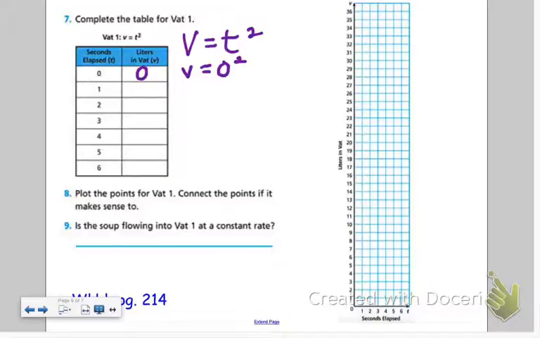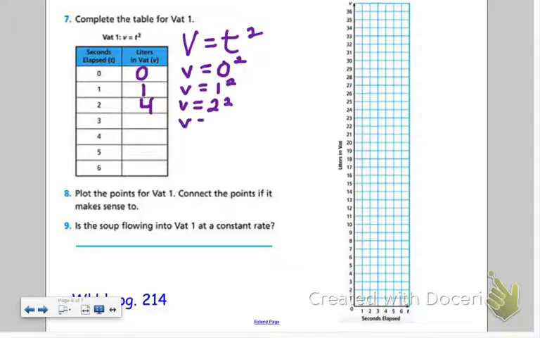But what if 1 second has elapsed? So V is equal to 1 second to the second power. Well, 1 to the second power is 1, so V would be equal to 1. If 1 second has elapsed, then there's 1 liter of the soup in the vat. Well, what if it's 2 seconds? Now I have 2 to the second power, which is 4. So now if 2 seconds have elapsed, I've got 4 liters of soup in my vat.